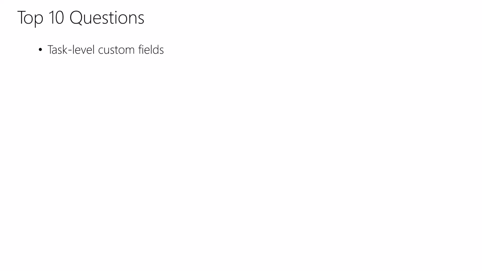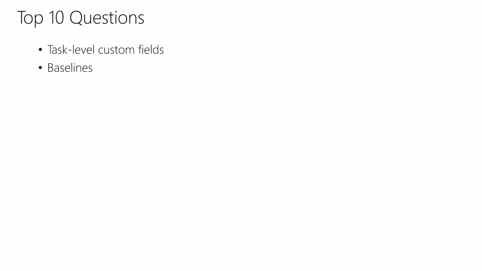Okay, great. What about baselines? Yeah, Planner does have some baseline functionality, although it's not as advanced as Project Online. There is an alternative. Task change history is great. However, you do have the option of taking snapshots of your data in Power Apps. So that allows you to track progress over time and report against your initial baseline.